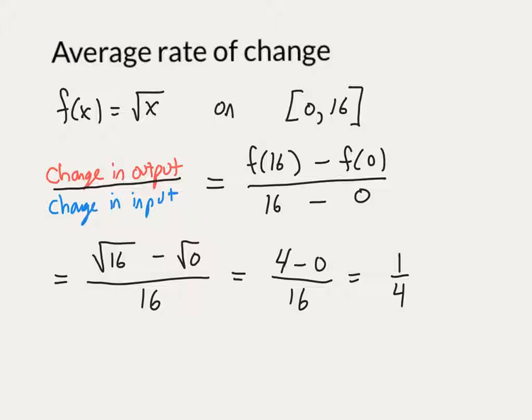This problem's not in context, so it doesn't really give us any units, but what I can say is this function f is changing on average. It's going up by 1/4, so our sign is positive. It's going up by 1/4 every time the input goes up by 1. So this is our average rate of change on this interval. I'm going to pause this. We'll do one more for this video.